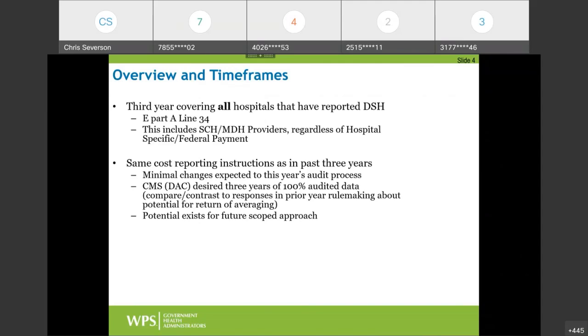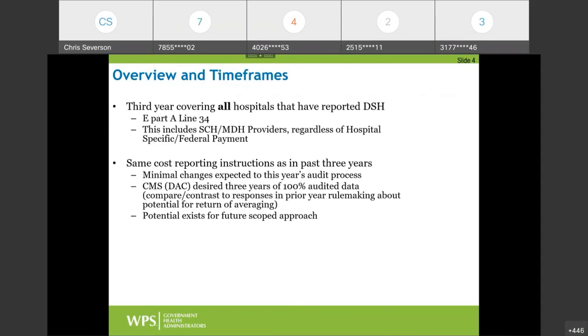So even if your hospital-specific rate is higher than the federal rate, and it really doesn't matter to you what the DSH is because you're getting paid a higher rate anyways, we still are required to audit the S-10 data. So that is included there.